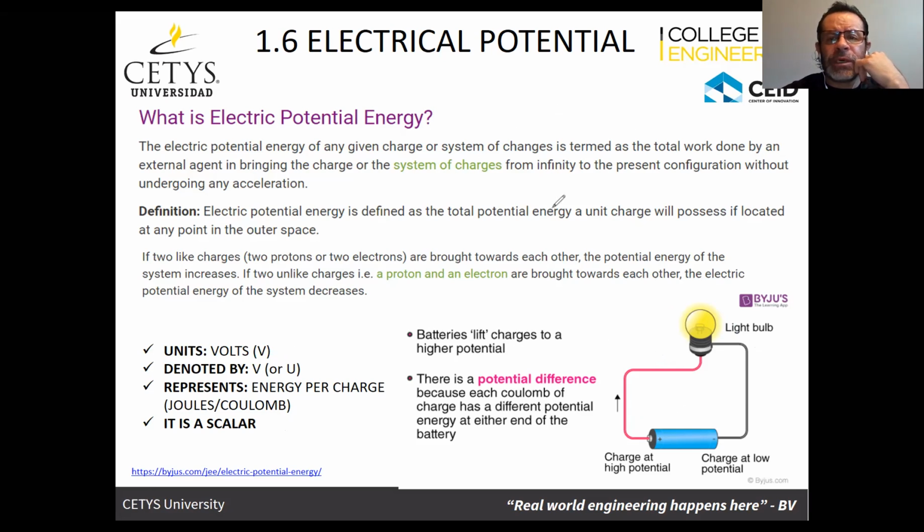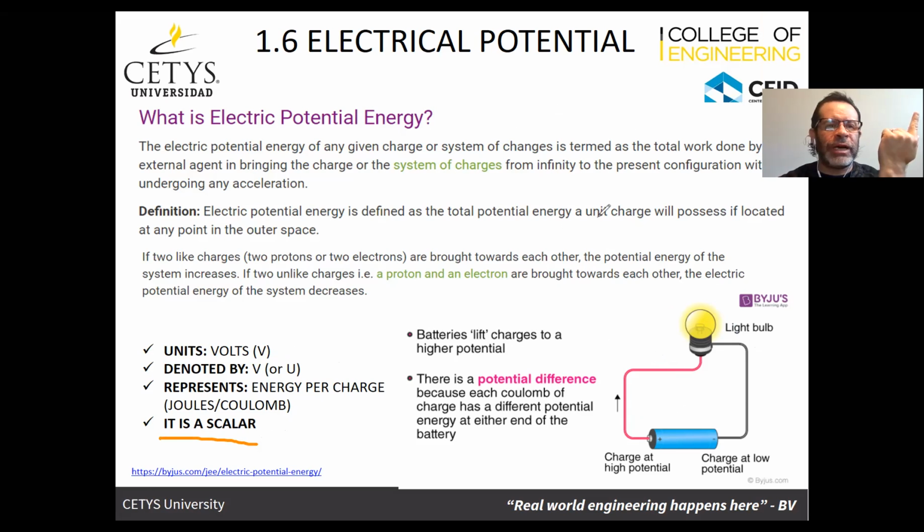Something very important with voltage is that voltage is a scalar. Now, why is it important for us to mention that it is a scalar rather than a vector? It's not vectorial, it's a scalar. What's relevant in that? What's the difference between something that's vectorial and something that's scalar?